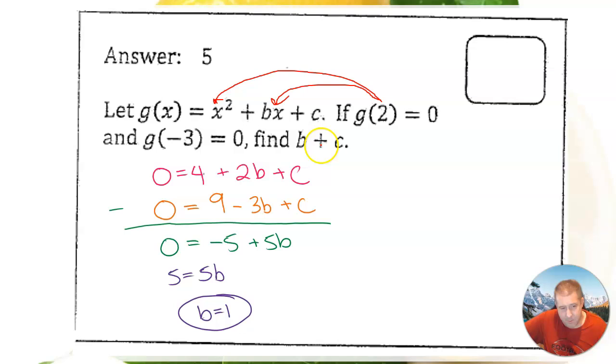And then I did the exact same thing for this one down here because it says g of negative 3 also equals 0. And then once I did that, I just subtracted top minus bottom using a system of equations. And I was able to solve for letter b.